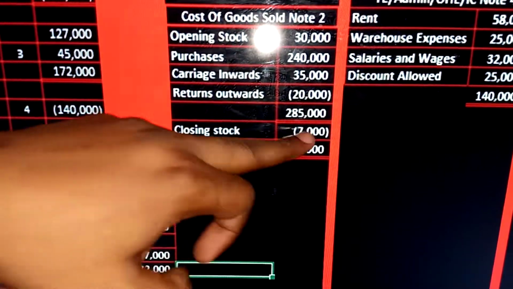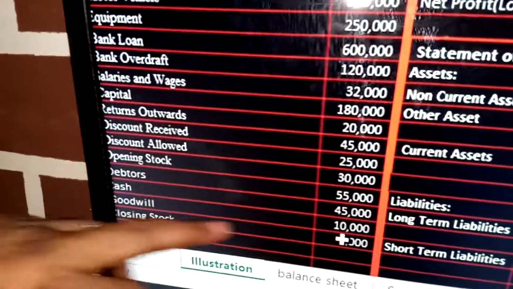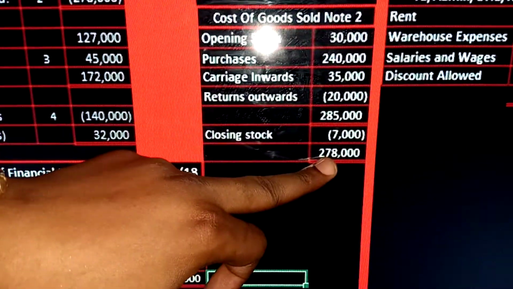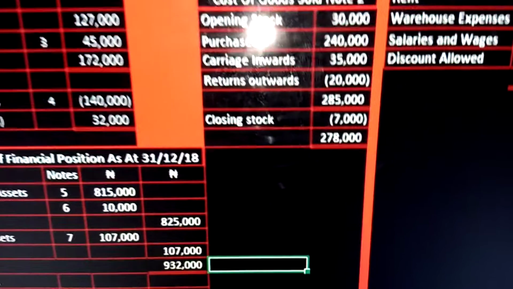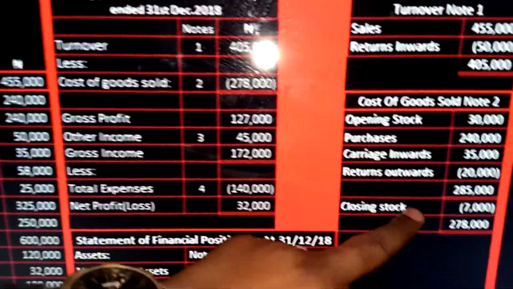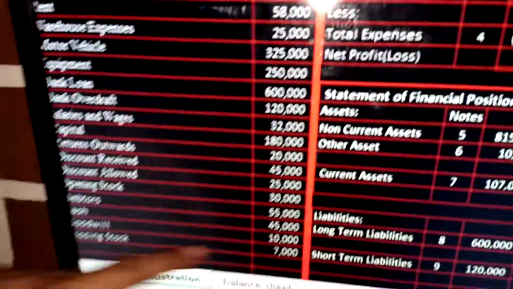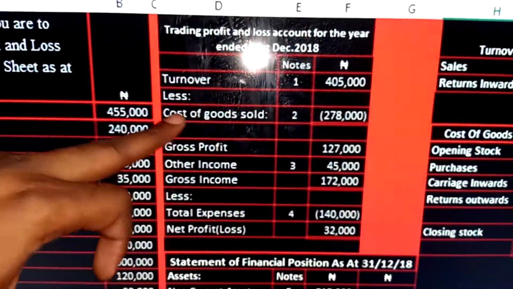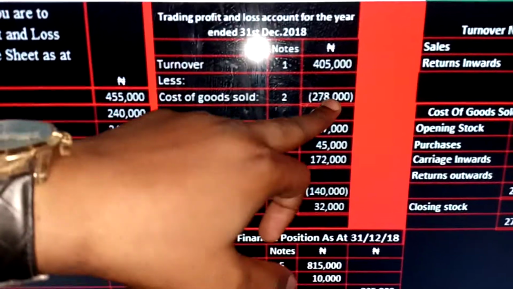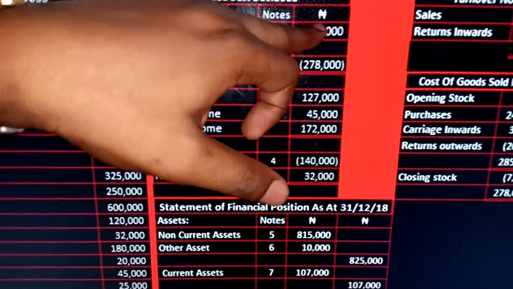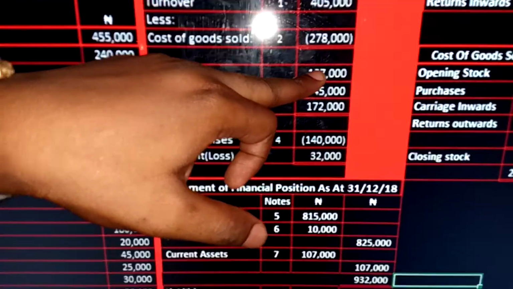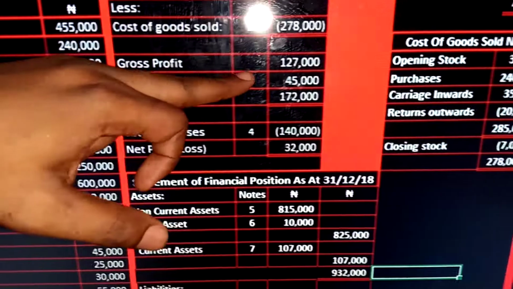And then you now have a closing stock of what? 7,000. Look at it here. So when you take it out, you have 278,000. So basically, your closing stock, which is here, 7,000 has been deducted to get your 278,000, which we're not bringing here as cost of goods, so 278,000. So your gross profit is simply turnover minus cost of goods sold, which is 127,000. Now you have other income, which is note 3, 45,000.